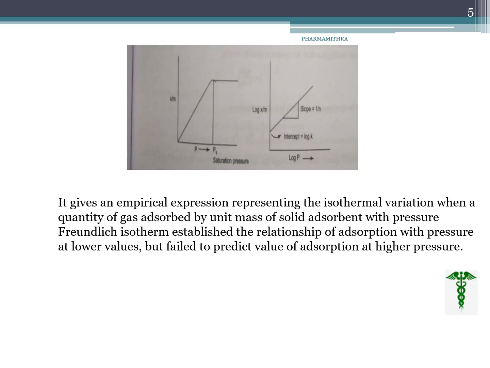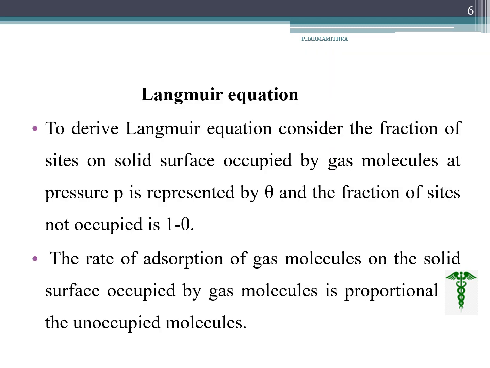So the Freundlich adsorption isotherm gives an empirical relation. If we plot x/m against P over P saturation, initially it is curved like this. When we convert to the log graph, we get a straight line, with slope equal to 1/n and intercept equal to log k. This empirical relationship we can find at isothermal variation. But the problem is that the Freundlich isotherm gives the adsorption value at lower pressure, but at higher pressure we cannot predict the value.